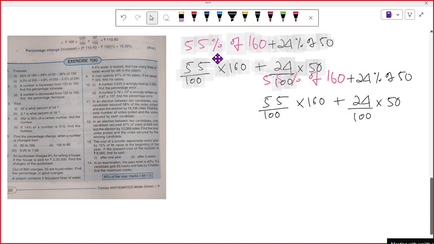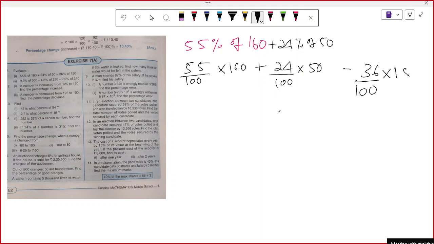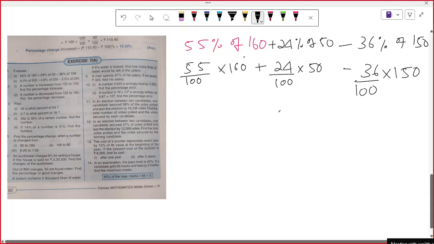Yes, solve all this, and in between there is plus and minus, so you have to use the board mass method. Separate calculation. 36 divided by 100 into 150. Minus. Sir, it's 36, 160, 150 are there. Is the question correct in this text? Yes, sir, it's correct.